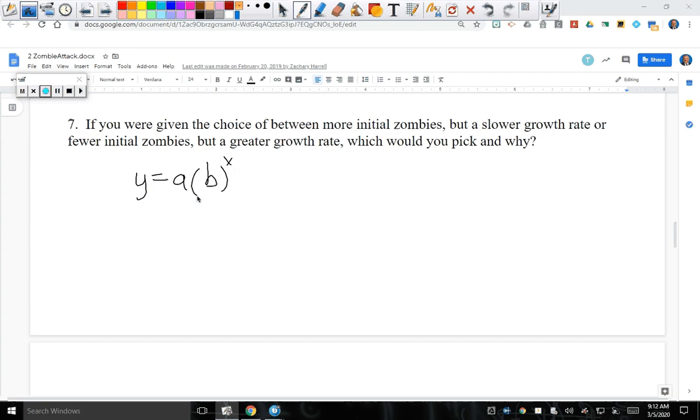Okay. And what is X? What does that represent? Number of days, number of years sometimes, weeks, whatever you depict it to be in your model. Okay? All right.